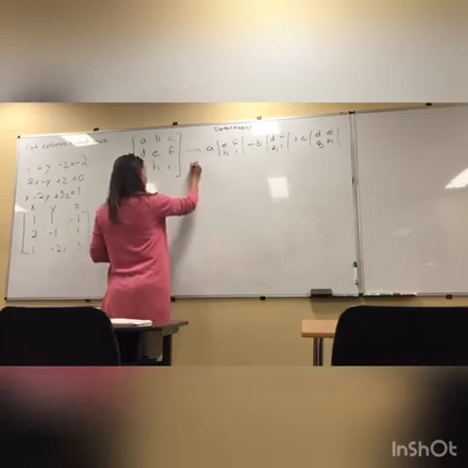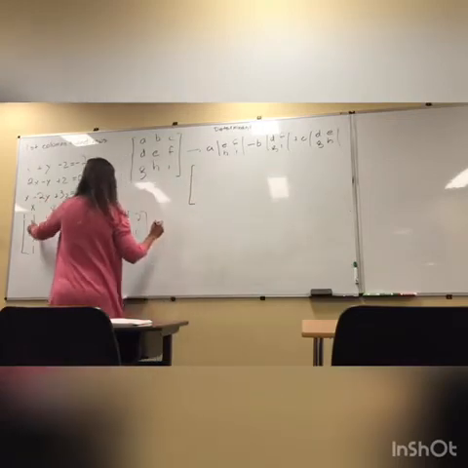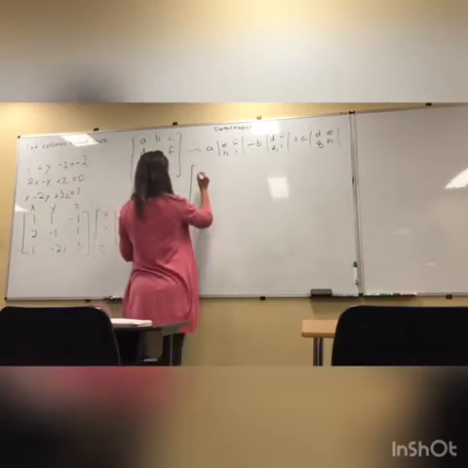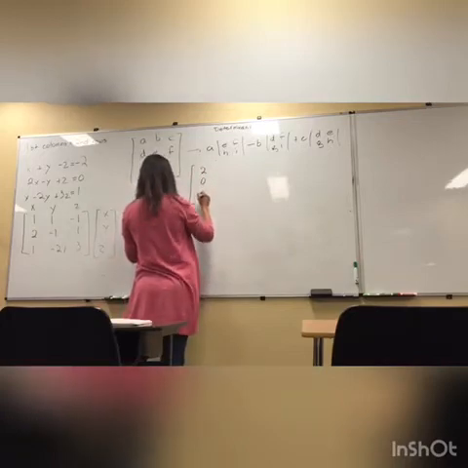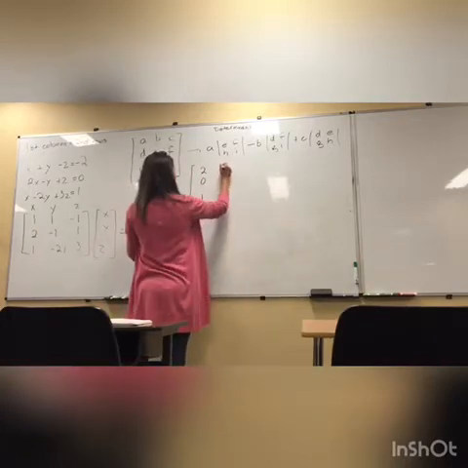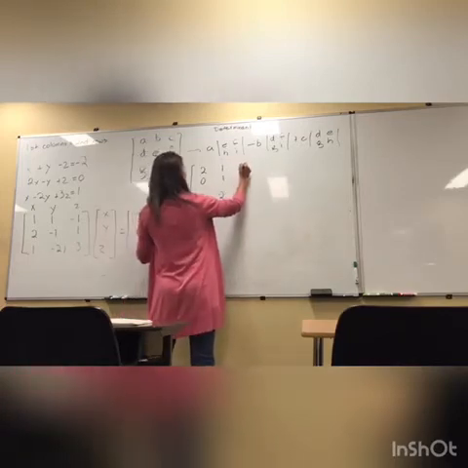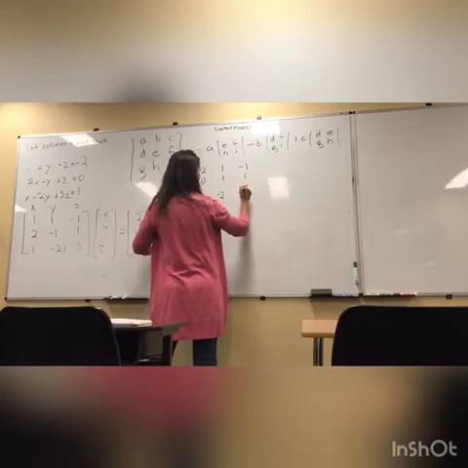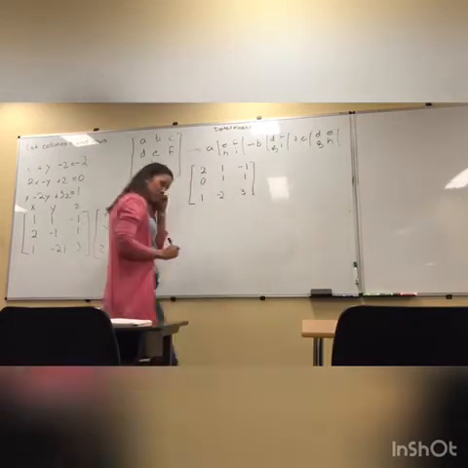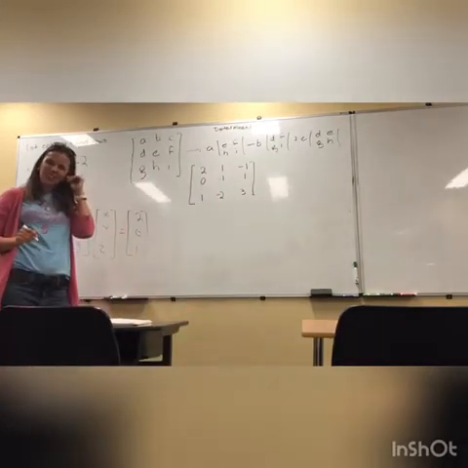So remember, for x, I'm replacing the column of x, which is the first one, with the column of the answers. 2, 0, 1, everything else stays the same. 1, -1, -2, -1, 1, and 3. So we're doing the determinant for this. How do we do the determinant again?